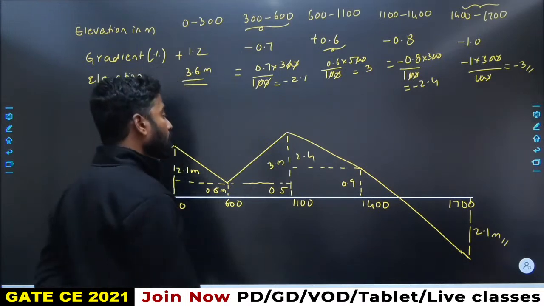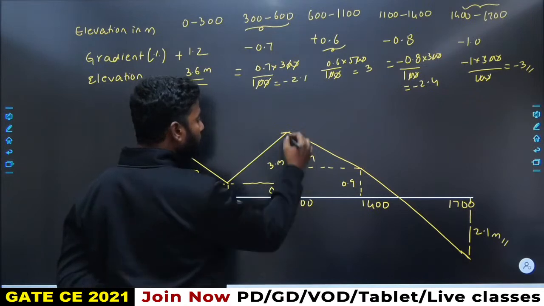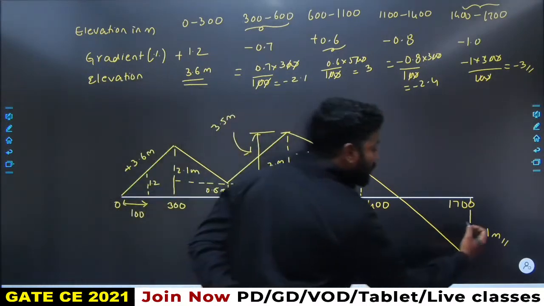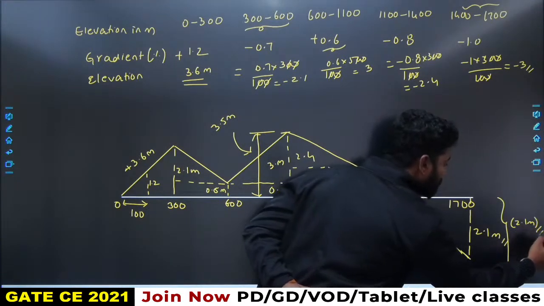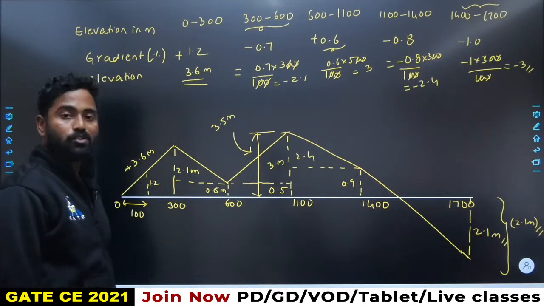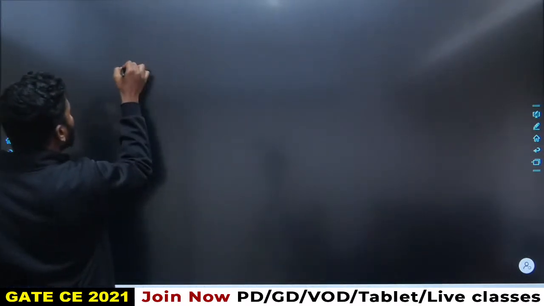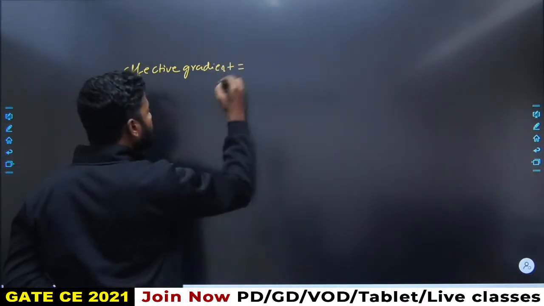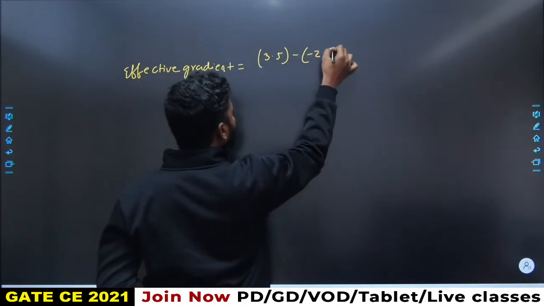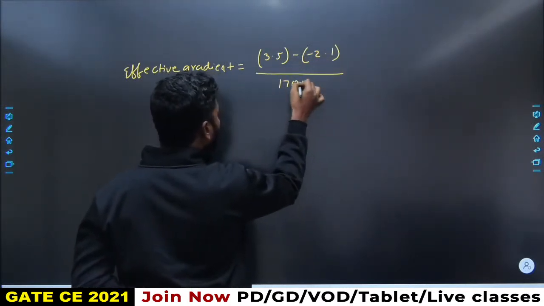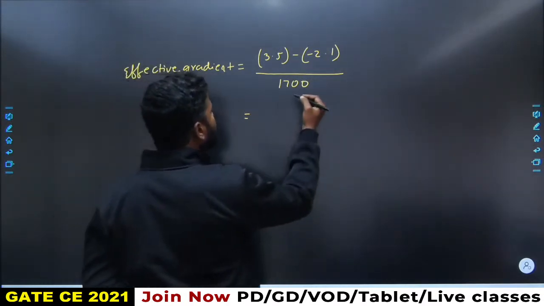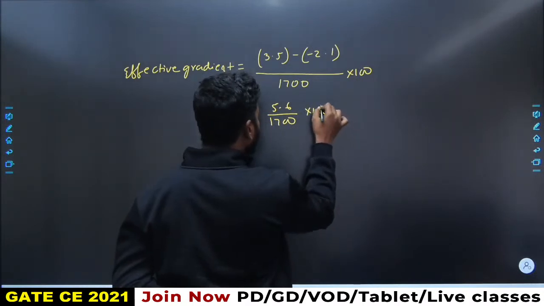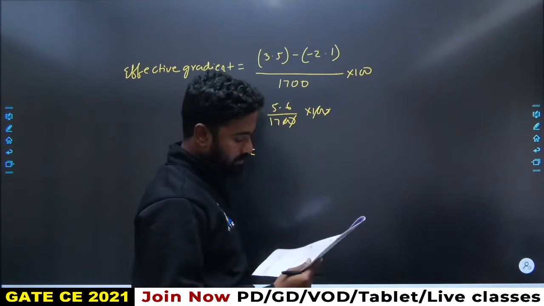Once you got the profile, the maximum rise is how much? Maximum rise is 3.5 meters. What is the maximum fall? Maximum fall is 2.1 meters. So effective gradient, if we try to find out, that would be equals to 3.5 minus of minus 2.1 upon total length. Total length is 1700 meters. So this value would be 5.6 upon 1700. If you want it in percentage, multiply with 100. So value is equals to 5.6 upon 17.